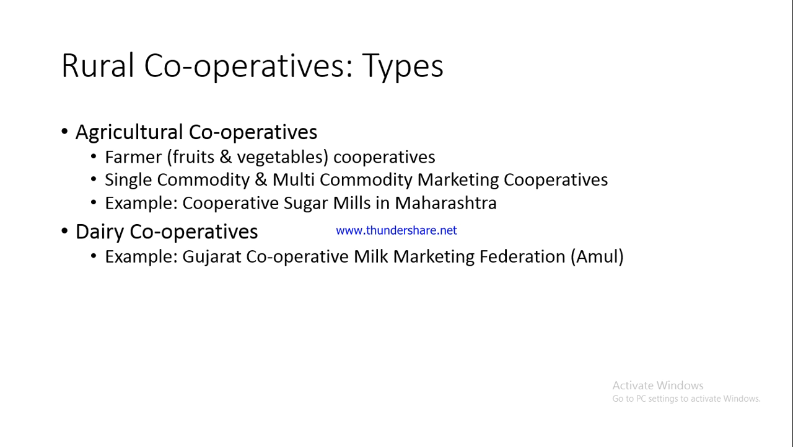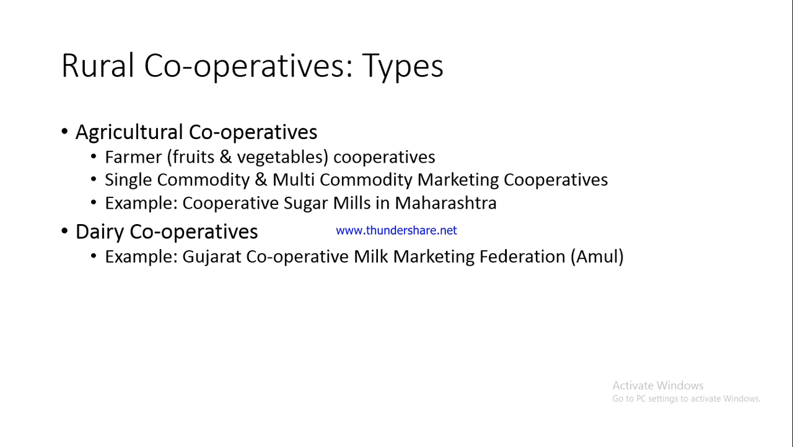It reaches the processing center. There it is processed, preservatives are added so that the shelf life can be increased. It is packaged, it is processed many times into more value added products like curd and yogurt, and then all these kinds of products are sold in the market under the brand name Amul. So this is an example of the Gujarat Cooperative Milk Marketing Federation, which is basically a dairy cooperative.